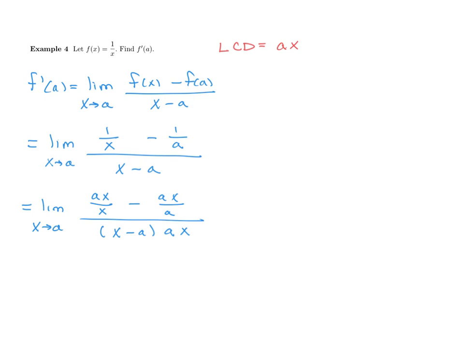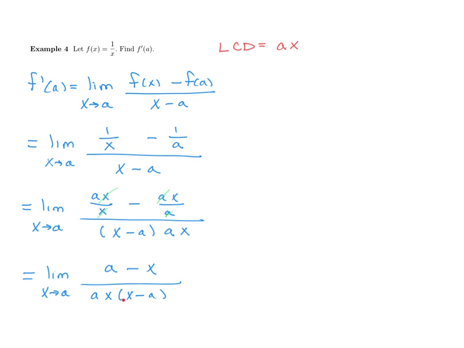What cancels? This x and that x, this a and that a. And now we have the limit as x approaches a of, so in the top, we just have a minus x. I think in the denominator, I'll put ax first and then x minus a. So at least the fractions within fractions thing is gone.